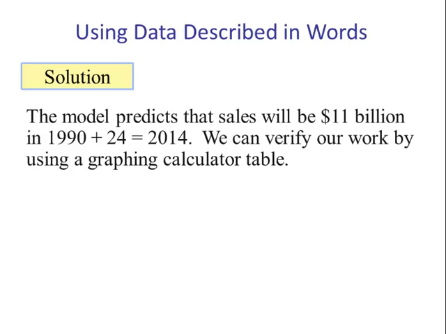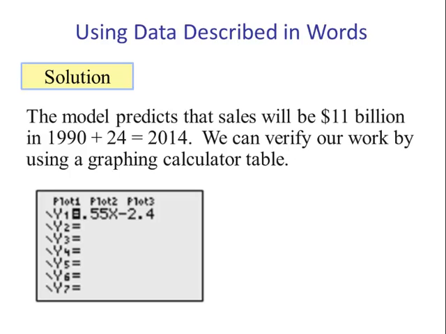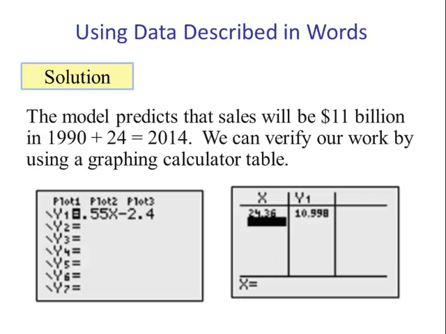We can verify our work by using the graph and calculator table. So we put the equation in the y equals, and then we hit second graph, which is table. So when x is 24.36, y is about 11.